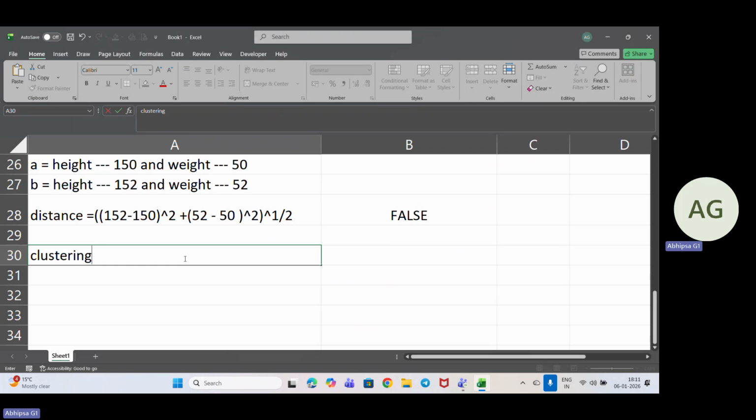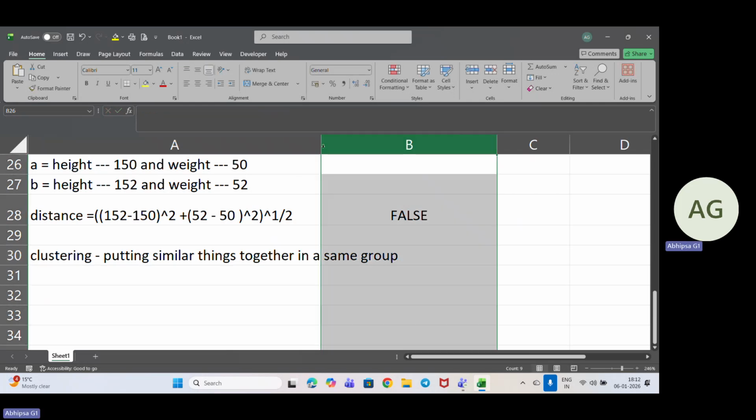Okay. So now we need to understand where clustering actually works. Before that, let me just write it down. What clustering is: clustering is putting similar things together in the same group. Okay, so this is the meaning of clustering.